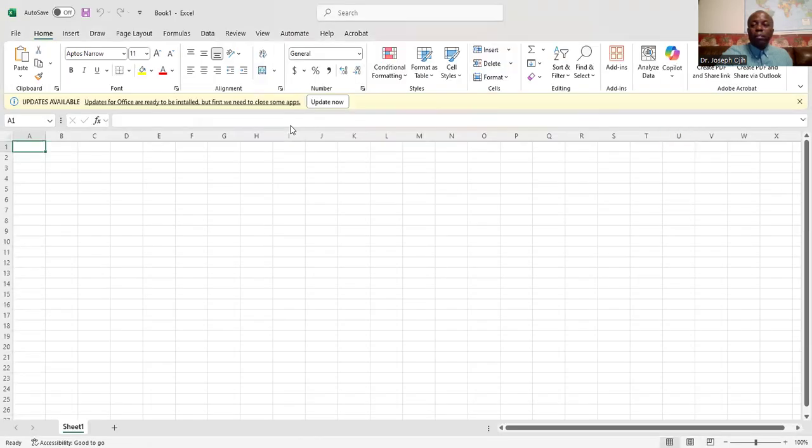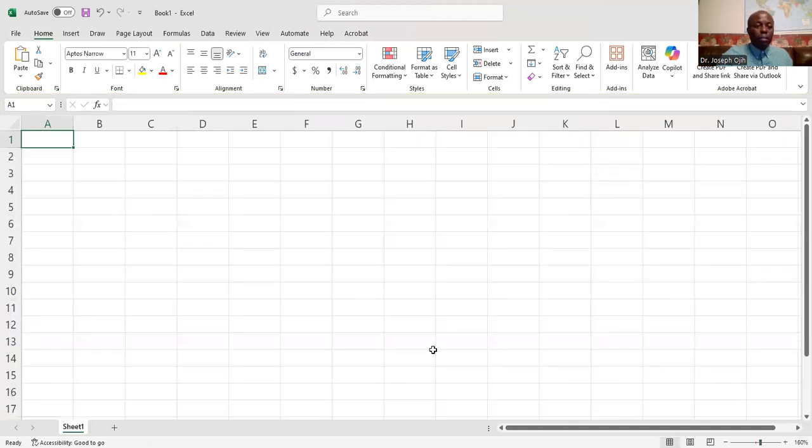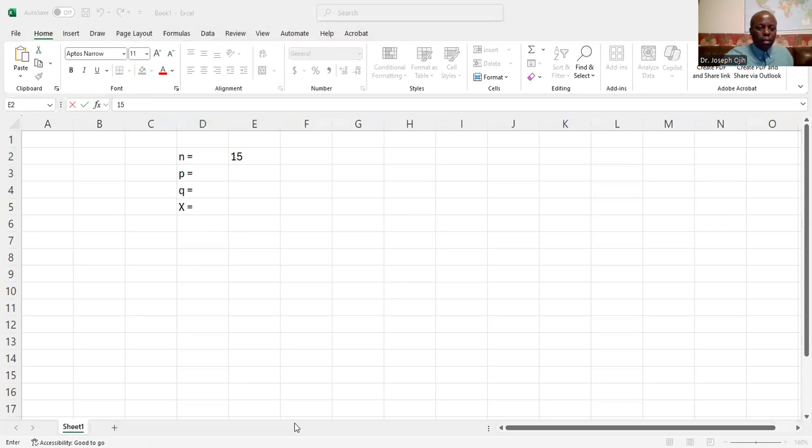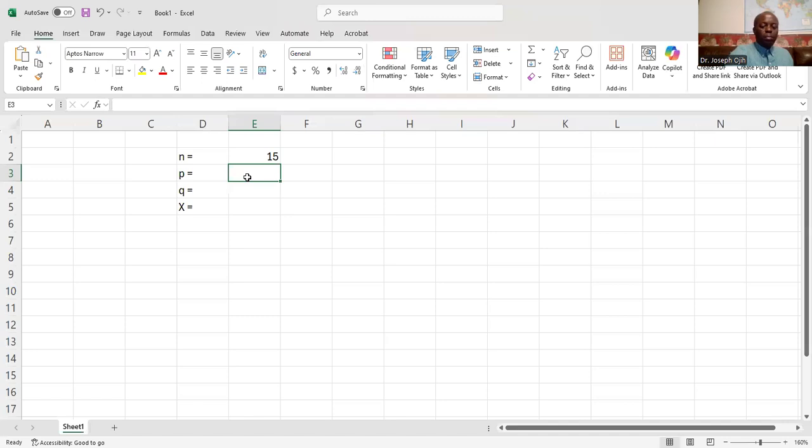So in Excel, I'm going to make it so you can see it. We have our n, p, q, x. So our n is 15. Our p is 0.7. Our q is 0.3. And our x is 10.